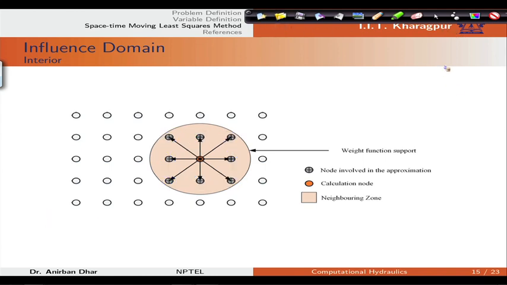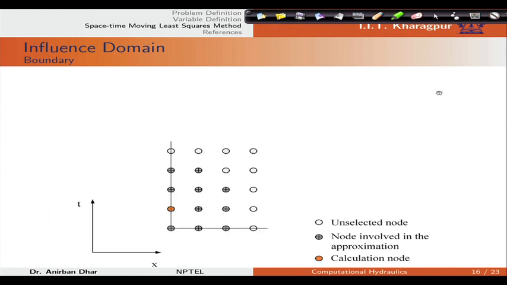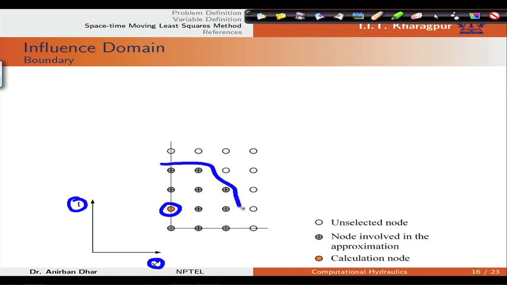Now, we need to define the influence domain for the boundary. If we have this x t problem where x is one dimensional and t is one dimensional, then if some point is on the t axis, the nodes involved in approximation will be considered like this, and these open circles are unselected nodes. So, this orange color node is our calculation node.